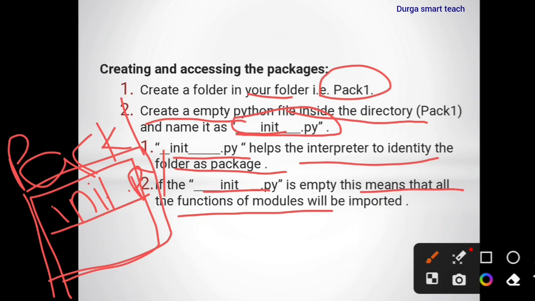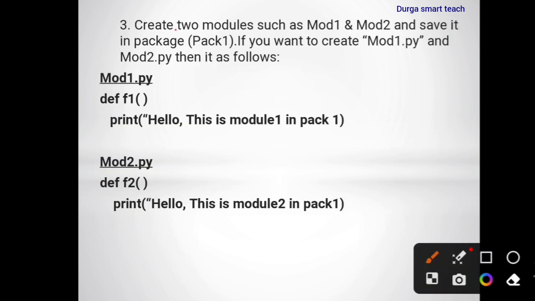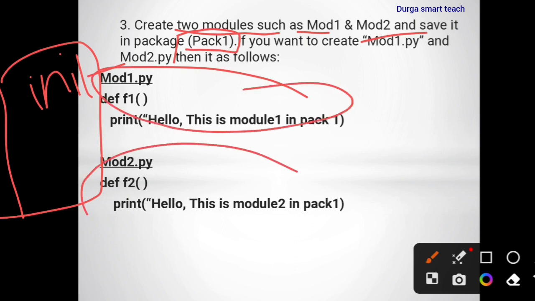Okay, so next step. After creating init.py, next you need to create two modules. We all know module. A module is nothing but a collection of variables, functions and classes. It may contain variables or functions or classes. The Python file is known as a module. So first you need to create two modules, mod1 and mod2, and save them into pack1. Okay, so pack1 already contains the empty init.py file. Next you need to create mod1 and mod2.